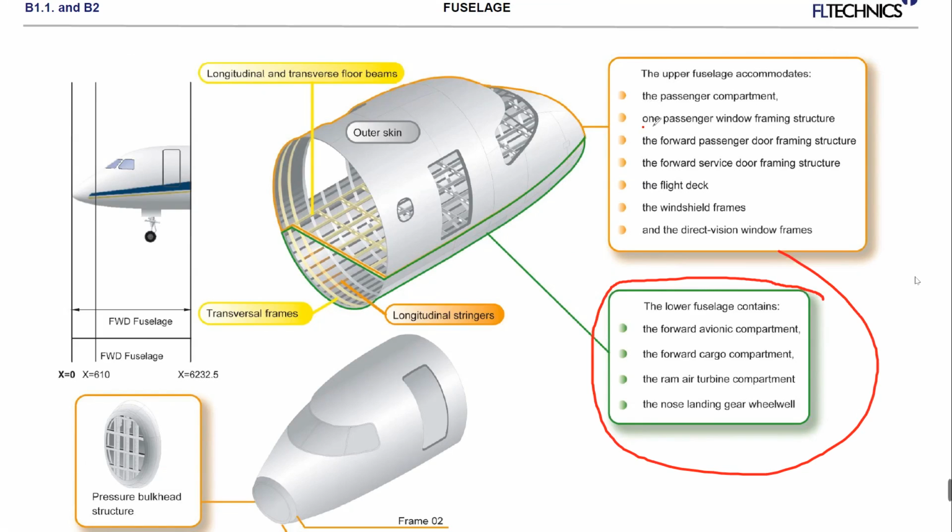So we have one passenger window, forward passenger door, forward service door, flyback, windshield frames, direct vision window frames here for the windows, as I said. On the lower fuselage, we have the forward avionics compartment, forward cargo compartment, ram air turbine here, and nose landing gear wheel well. These structural zones and components are part of the forward fuselage.